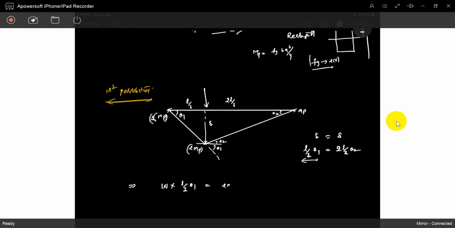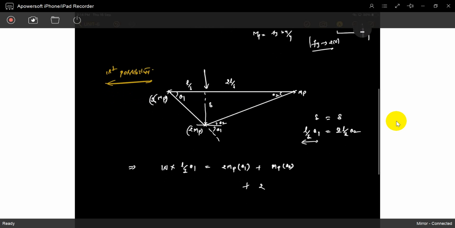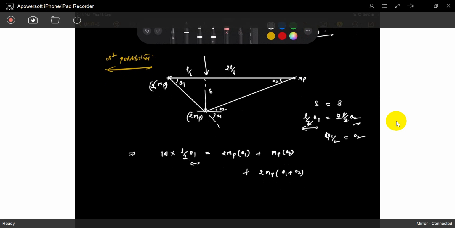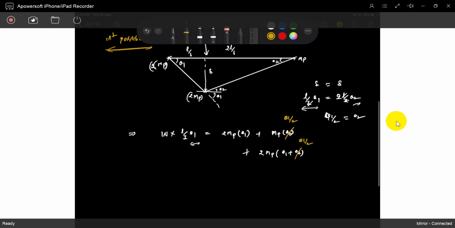Internal work done: 2 Mp theta 1, Mp theta 2, and 2 Mp theta 1 plus theta 2. So we write in terms of theta 1. Theta 2 in terms of theta 1: L, L cancel, theta 1 by 2 is theta 2. So write down theta 2 is theta 1 by 2. Got the idea?